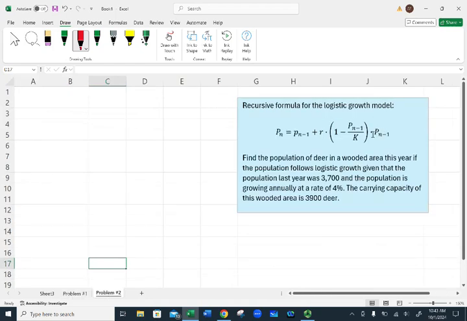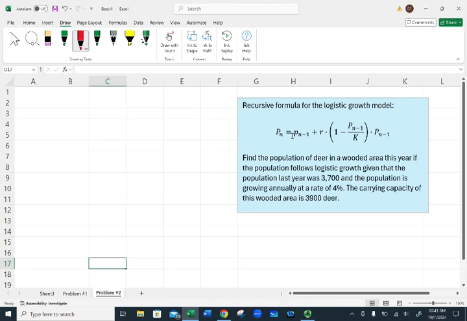Now this is the recursive formula for the logistic growth model. If you're not learning this, then this might sound like gibberish, but it doesn't matter. The problem is not, can you solve this exact equation or use this exact equation? What we're doing here is, can you take any formula and plug it into Excel?